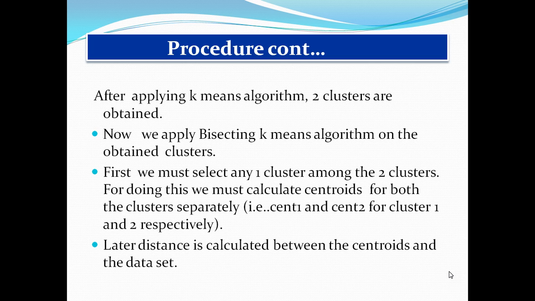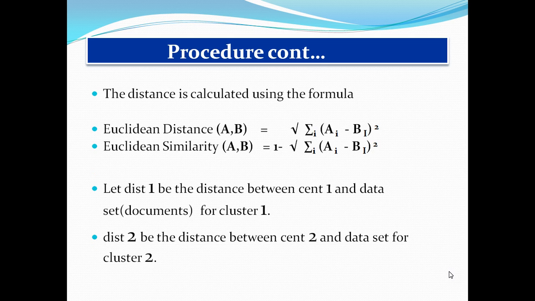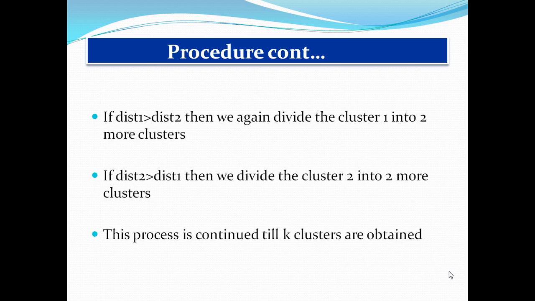First, we must select any one cluster among the 2 clusters. For doing this, we must calculate centroids for both the clusters separately. Later, distance is calculated between the centroids and the dataset. The distance is calculated using the formula. You can go through this formula. Let dist1 be the distance between centroid 1 and dataset for cluster 1, and dist2 be the distance between centroid 2 and dataset for cluster 2. If dist1 is greater than dist2, then we divide cluster 1 into 2 more clusters. If dist2 is greater than dist1, then we divide cluster 2 into 2 more clusters. This process continues till k clusters are obtained.